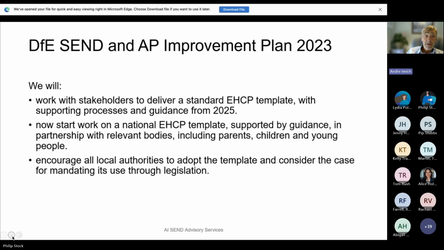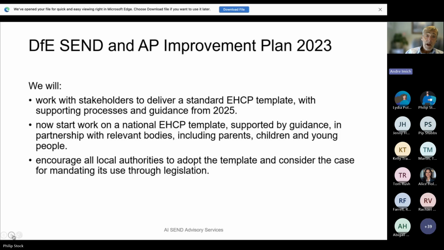But they did say also that we would start work on a national template supported by guidance in partnership with relevant bodies, parents, children and young people. Well, that's certainly been happening in the change programme. The change programme local areas were provided with a national template and have been trialling that for probably about 15 to 18 months. And certainly some local areas have used it for all their new EHC plans.